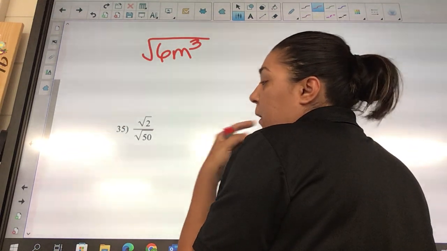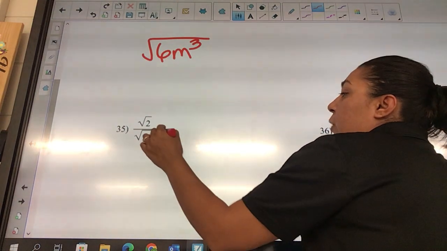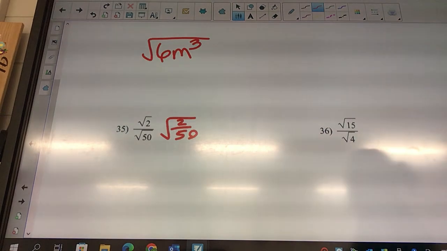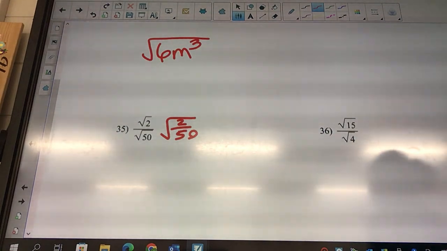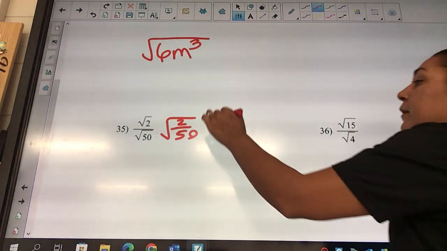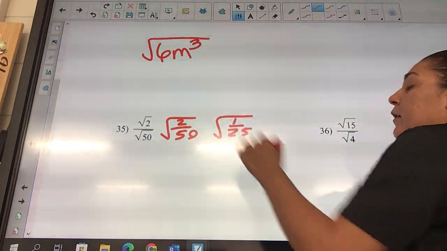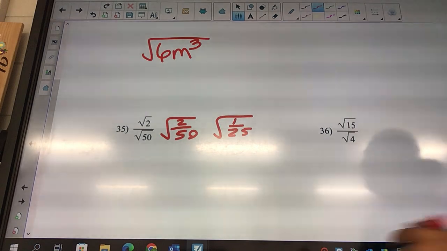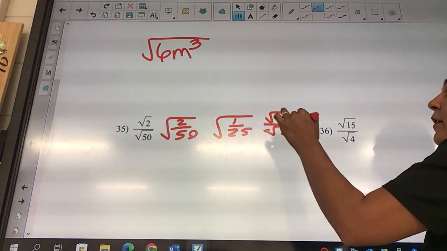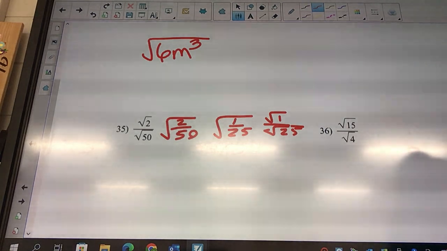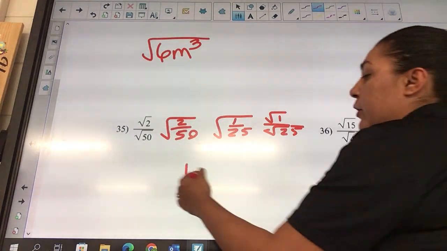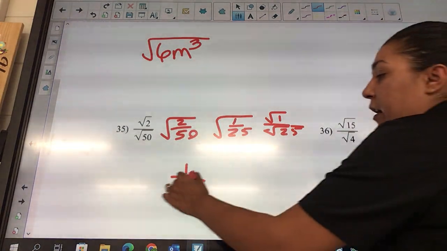Okay, 35. We can put these underneath the same radical. And what is 2 over 50? What does that simplify to? 1 over 25. Okay, and then we can put these back as separate. So square root of 1, square root of 25. What is the square root of 1? 1. What's the square root of 25? 5.